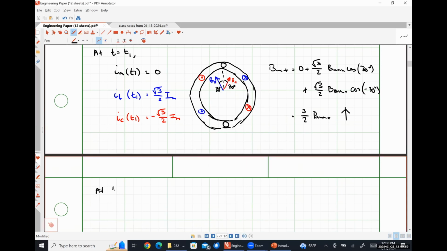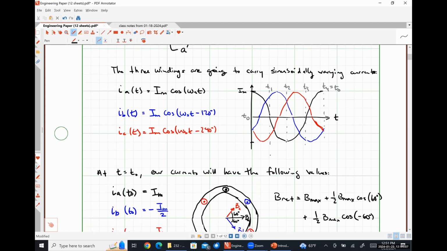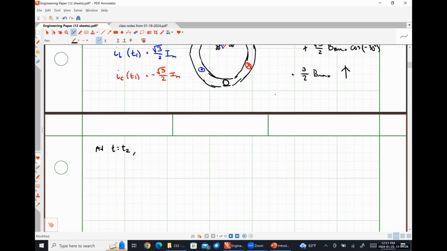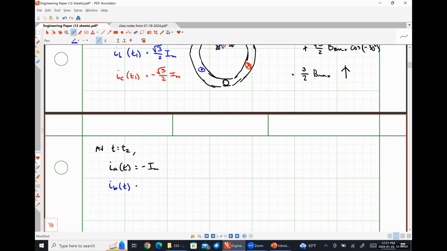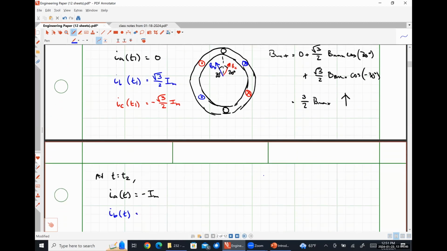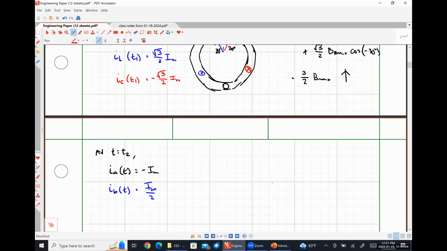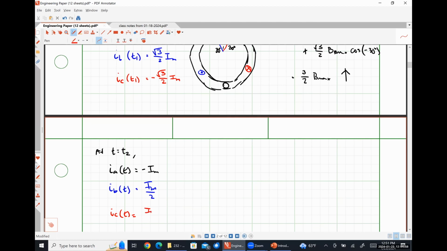Now let's look at what's going on at T is equal to T2. So we look up here at T2, now our current IA is at its negative peak, so it's going to be negative IM, and it looks like the B phase and the C phase are equal to each other, and they're both positive. So that's going to give us IA as a function of time is negative IM. IB is going to be positive IM over 2. IC is also positive IM over 2.